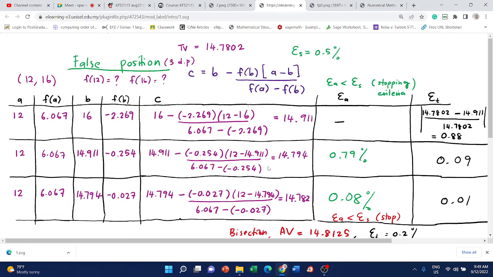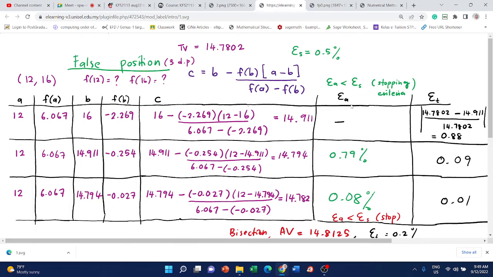Okay, so this is the step, and you will be getting the latest value for C as 14.794. So you see there's a different value. And at the second row, you can start computing your absolute error. In this case, I will just put down the number because you are supposed to be familiar with the general formula for the absolute error.